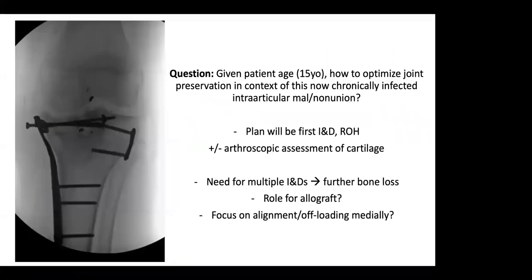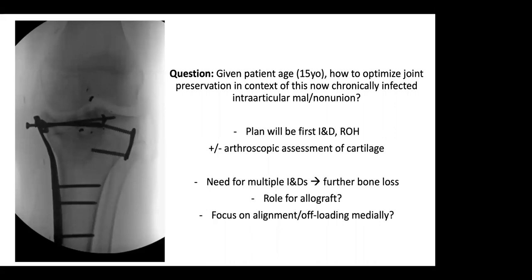So the question here is, given the patient's age, which is only 15 at this point, how are you going to optimize the joint preservation in context of this chronically infected intra-articular malunion, non-union? And so the plan first is to I&D, maybe remove some of the hardware, arthroscopic assessment, and then what to do next. I'll just give you from an infection standpoint my opinions, and then I'll let the faculty give us some of their further ideas, and then this will take us nicely into what we can and can't do.